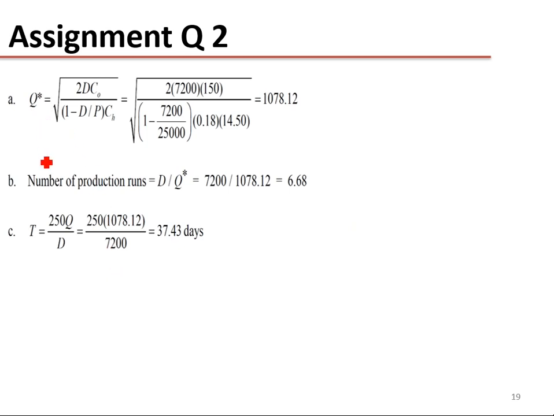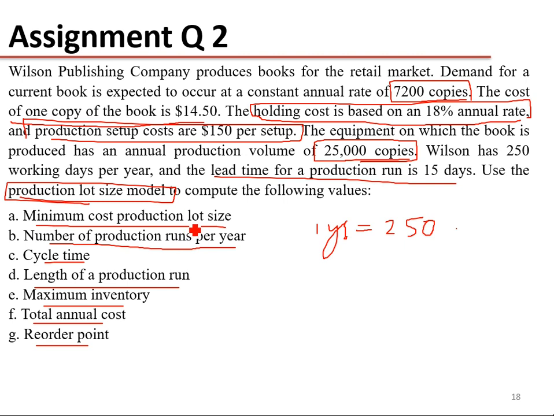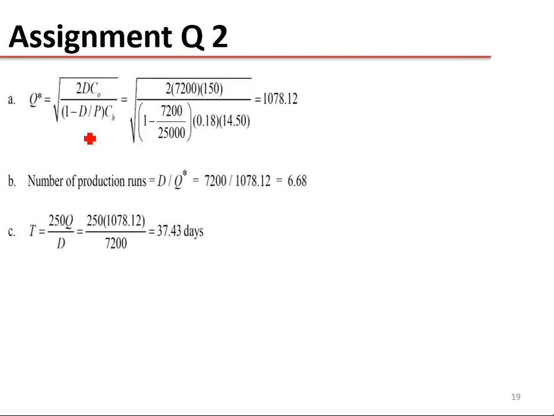First we are going to find the value of Q, the minimum cost production lot size. This is the formula for the production model in the EOQ, and in this model we can find Q with the help of this. D is the annual demand, C0 is the ordering cost, and this is the holding cost, and this is the production. Production capacity is 25,000 and demand is 7,200. From there we can easily get the number of units in a single order.